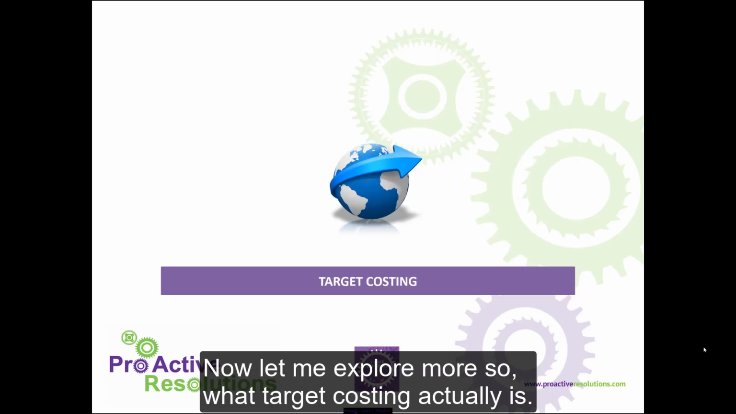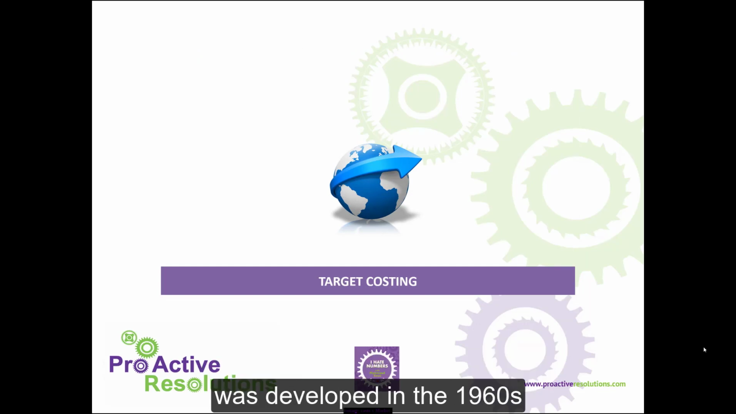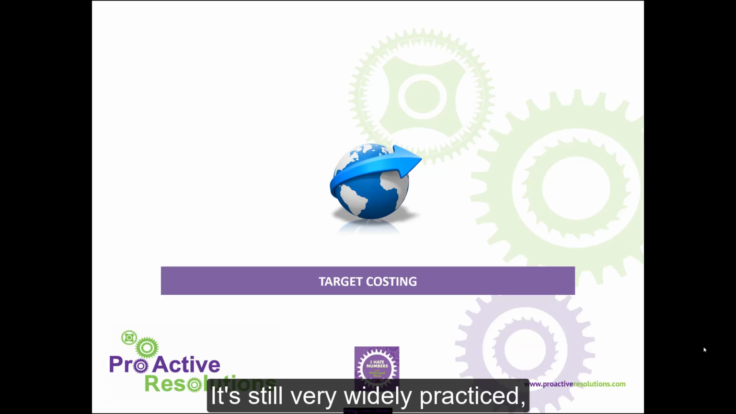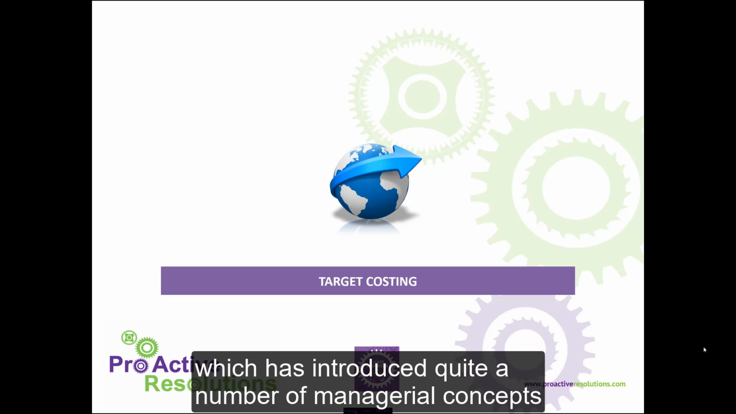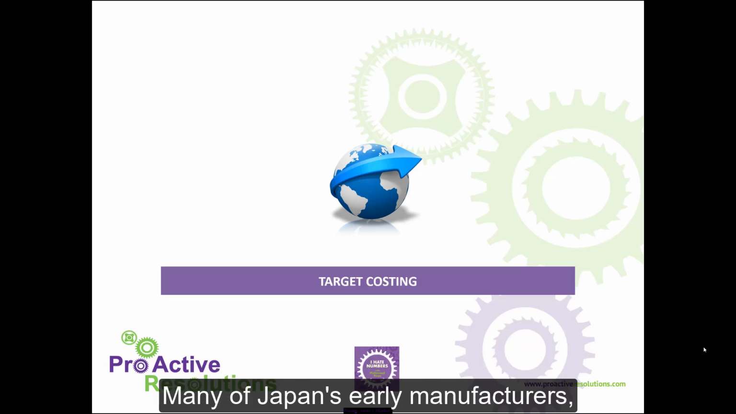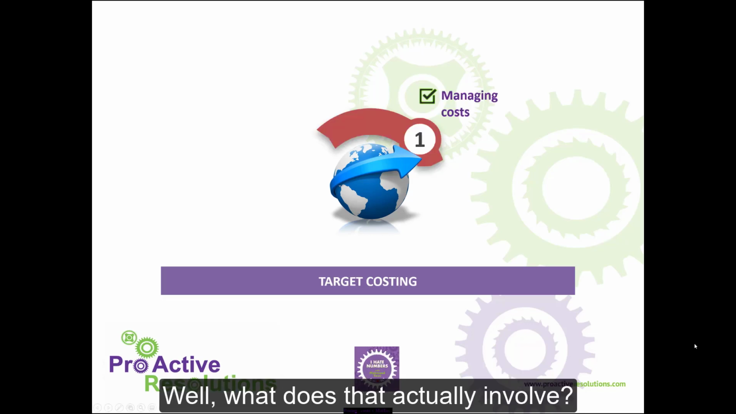Now let me explore more what target costing actually is. Target costing, as I mentioned at the beginning of the video, was developed in the 1960s by market and cost researchers working for Toyota. It's still very widely practiced and is mostly closely associated with Japan, which has introduced quite a number of managerial concepts on costing and pricing and strategy into the modern world. Many of Japan's leading manufacturers such as Nissan, Toshiba and Toyota are known for their devotion to target costing. Well, what does that actually involve?